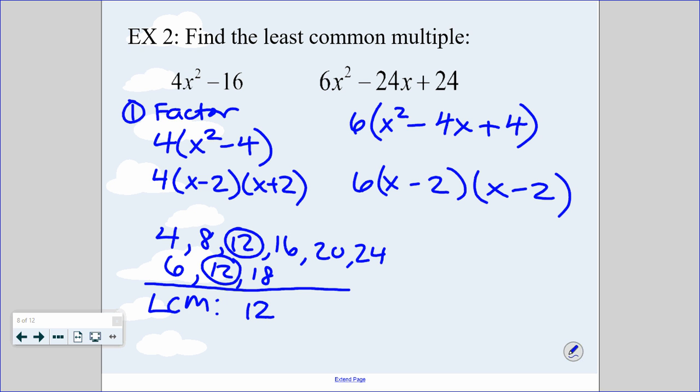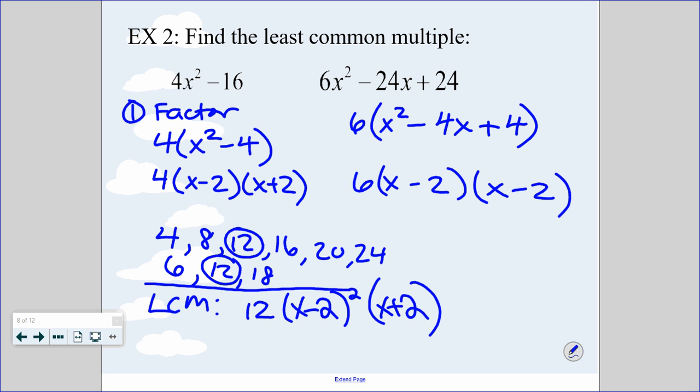So what is my least common multiple? I need how many of the x minus 2s? 2. Okay, so my least common multiple is going to have 2 of the x minus 2s. So you can have that as x minus 2 squared or just x minus 2, x minus 2. Either way. Okay, because we want to have, in the end, 3 things. 2 Snickers, and 1 Kit Kat. So I need 2 x minus 2s and 1 x plus 2. So that's my least common multiple.